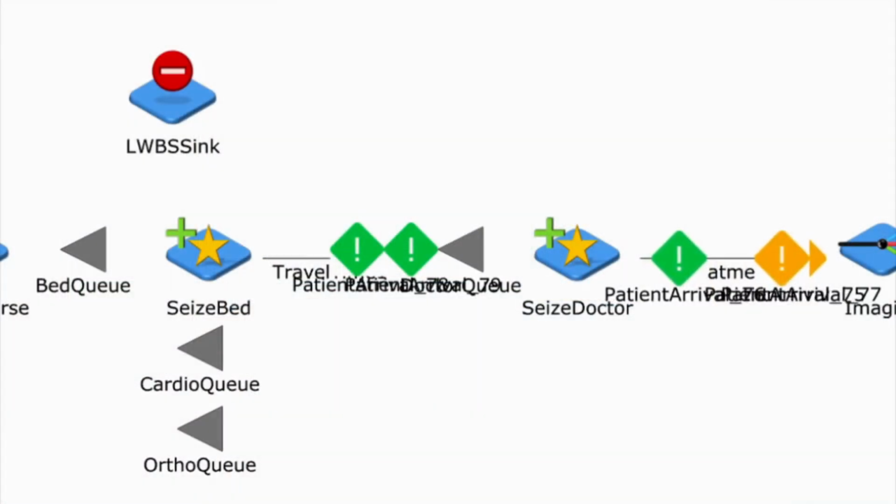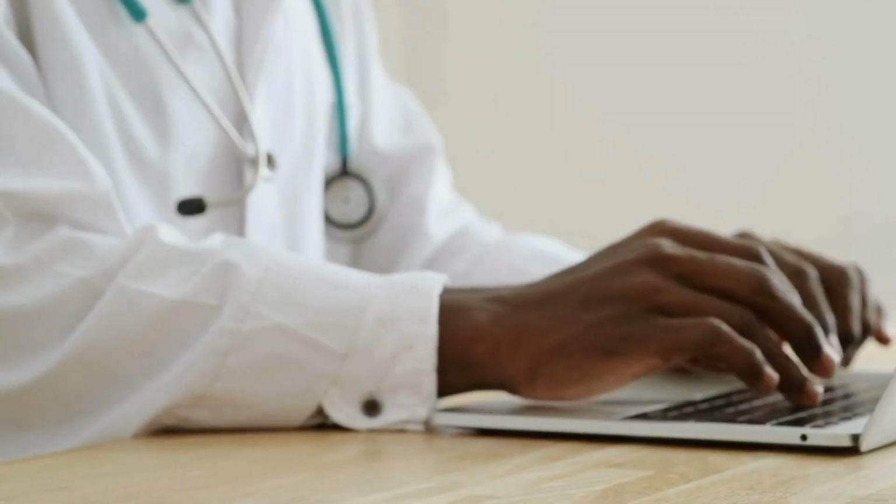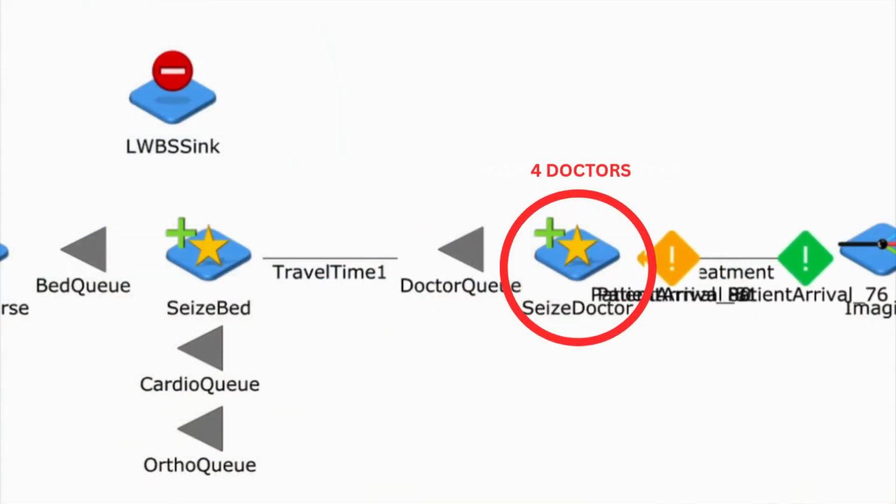After securing a bed, they travel to the doctor queue, where they are prioritized by triage level. The most critical patients are seen first. The department has 4 doctors on duty.